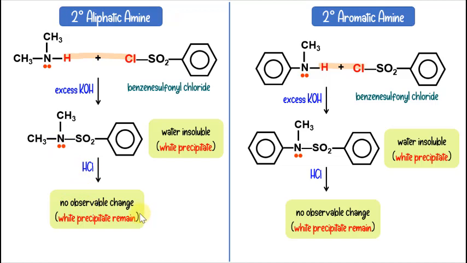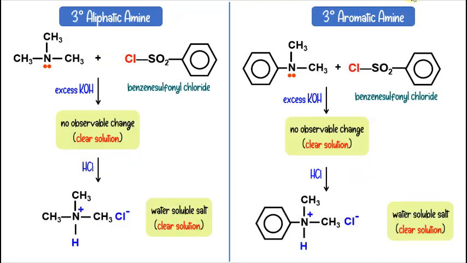So no observable change. Tak ada reaction dekat second step for the secondary amines. So the white precipitate that we obtain from the first step will remain. Kita masih akan nampak white precipitate daripada first step ni tadi. Tapi untuk second step, no reaction.